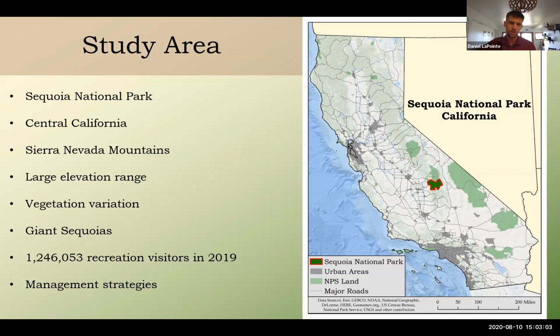Since the park was established in 1906, it has had near linear growth in attendance, all the way up to 2019, where they recorded over 1.2 million recreation visitors. And this presents a number of challenges for the park management team. Any increase in human activity really changes how the management team has to go about developing strategies. This is because humans are generally negatively impacting the environment and can be considered a stressor.